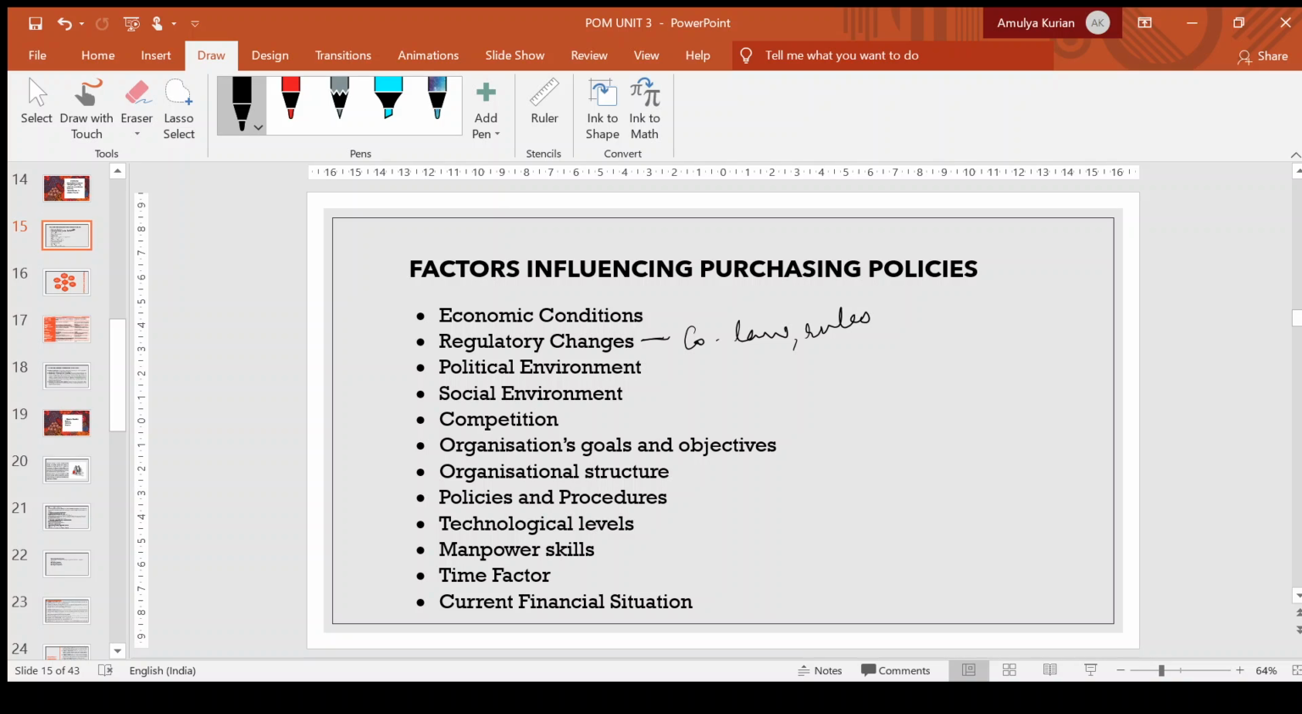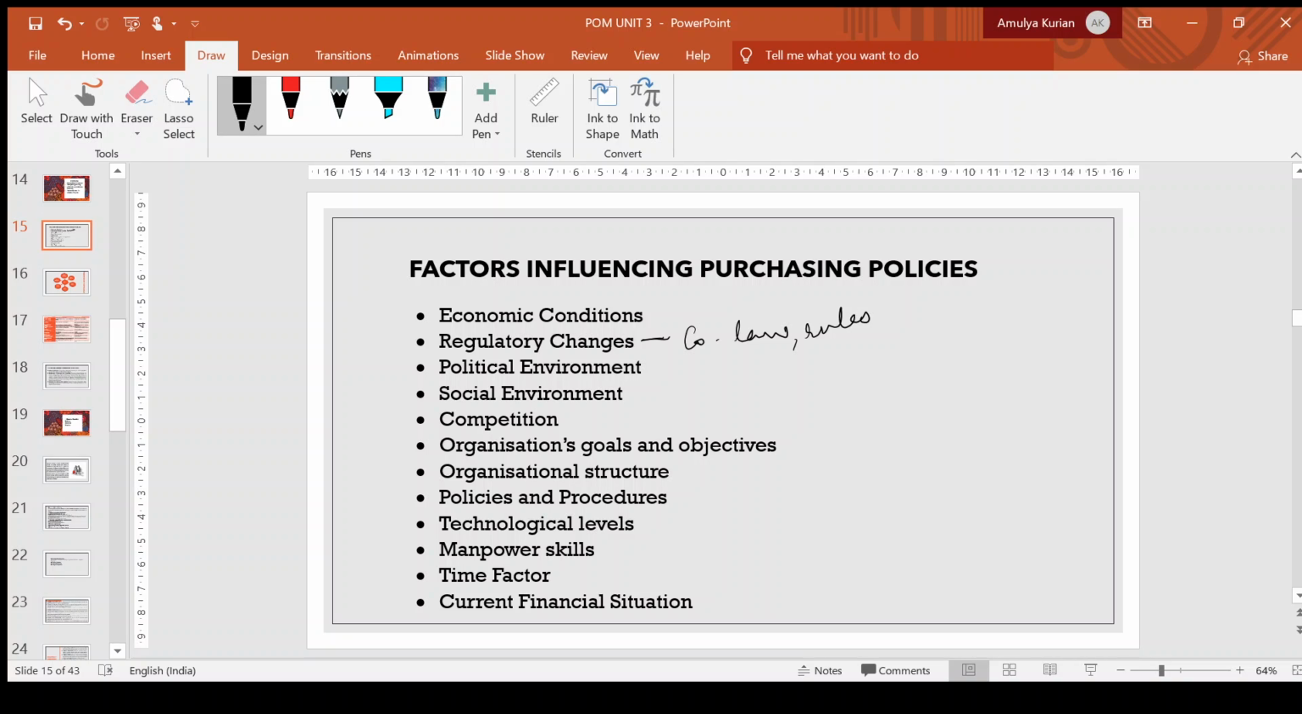Manpower skills, like if you are an automated company, then the requirement for purchase will be different from a fully labor intensive production unit. So these will have an influence on your purchasing decisions.